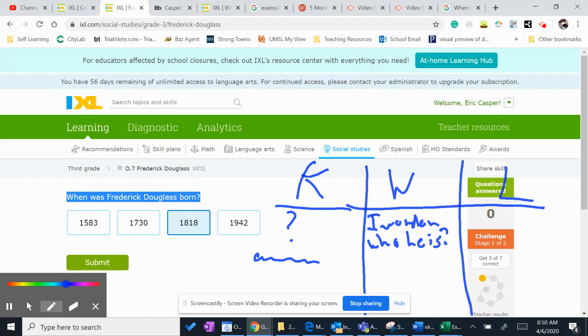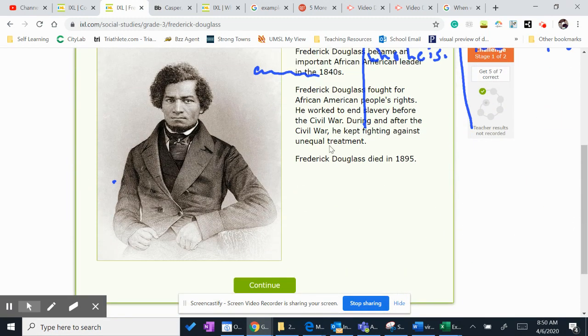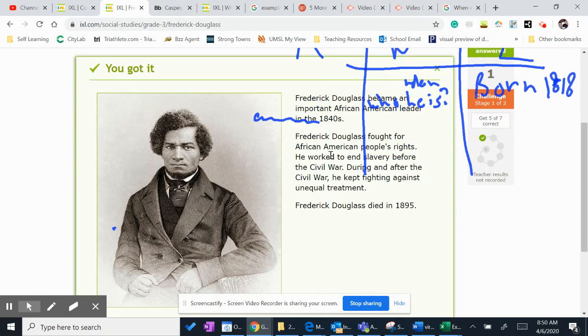Now, the last one is L, learn. So this is where you're going to write down what you learn about him. And this might be where you're going to write the most information down. You know now he was born in 1818, okay? And we can click submit on here. We can go on to the next question. Oh, and it even gives us a little information that we can read about him.